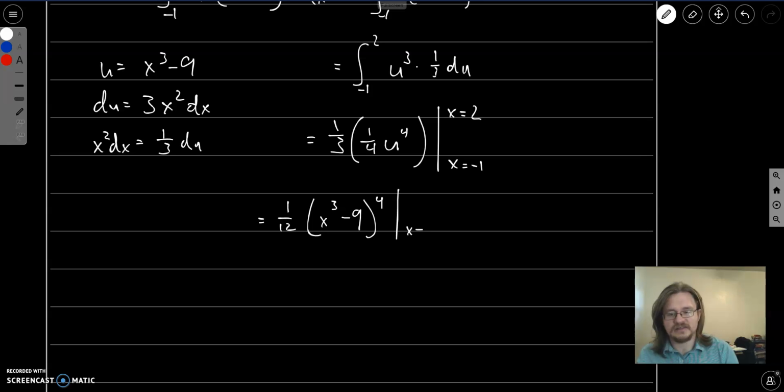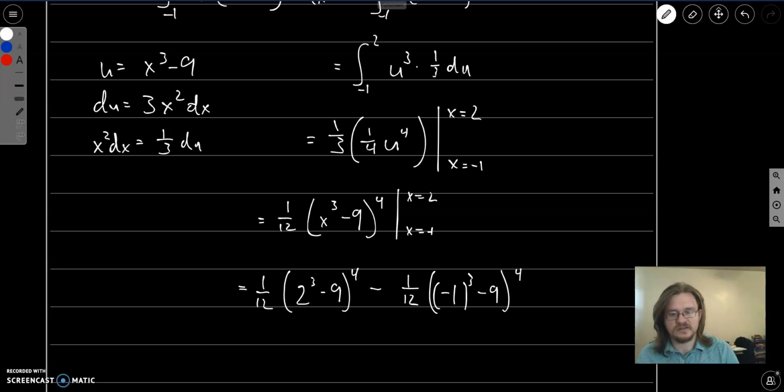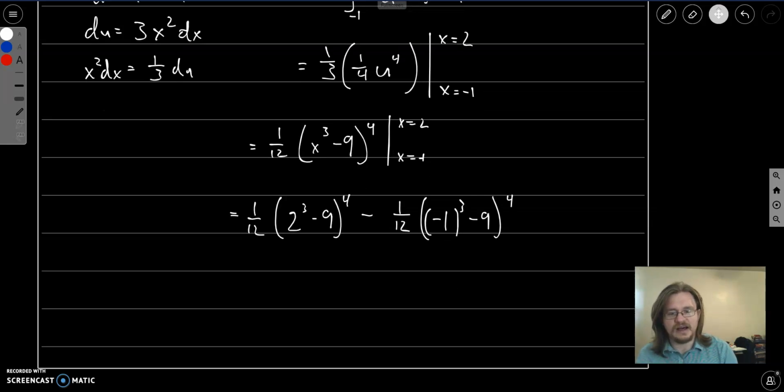Now I can plug in my x is equal to -1 and my x is equal to 2. I just about made a huge mistake. So it'll be 1/12 times 2 to the third power minus 9, all raised to the 4th power. And then we'll plug in -1 into here. So we'll have 1/12 times -1 to the third power minus 9, all raised to the 4th power. And this is going to be a little bit silly. 2 to the third power is 8, minus 9 is -1.